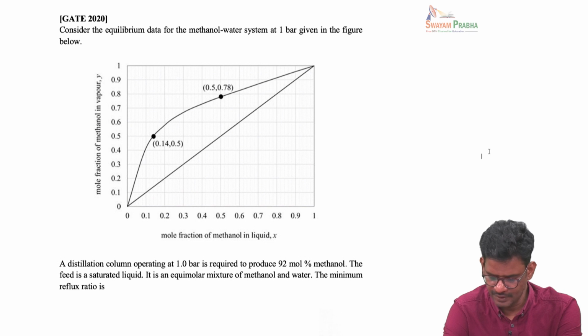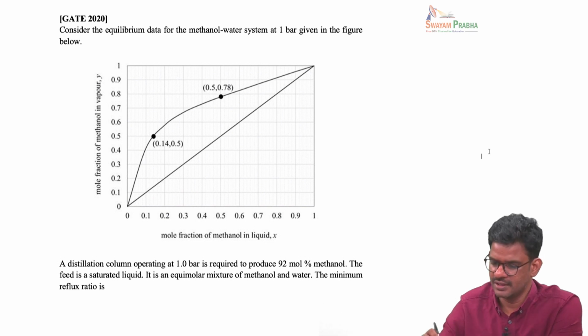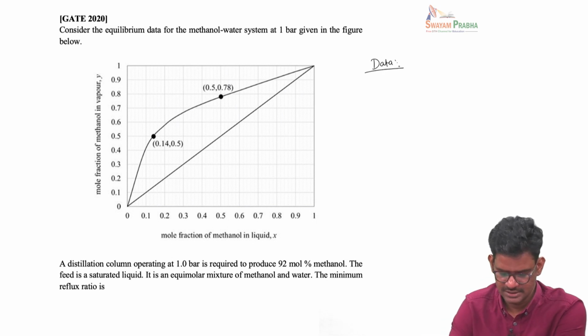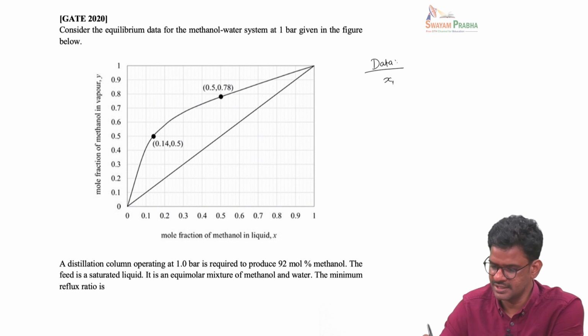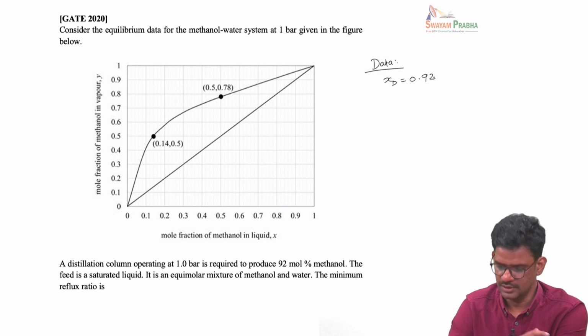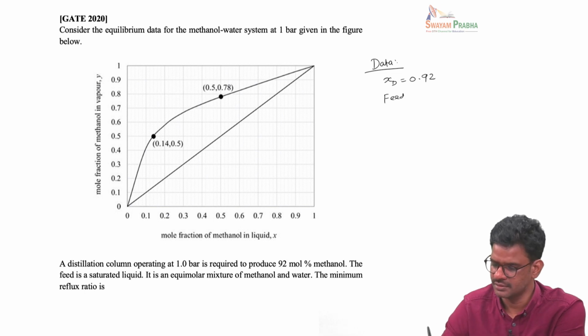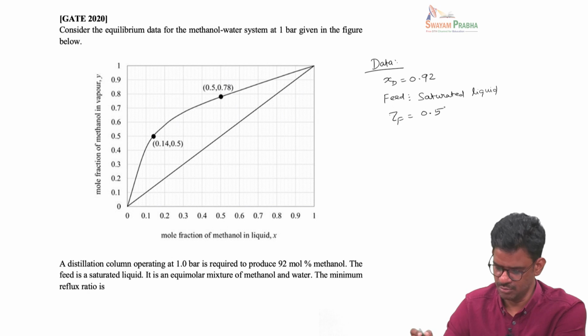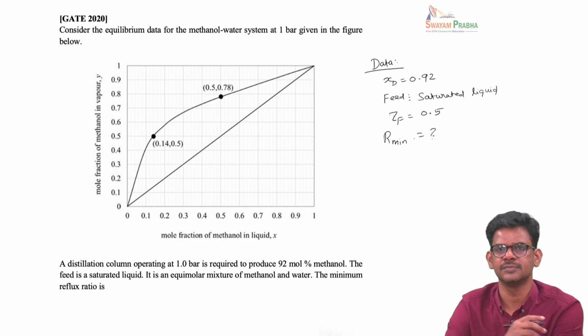So in this problem, we are given the equilibrium line, and so let's write down the known data. What is known for us is that distillate composition is 0.92, feed is a saturated liquid, and the feed composition ZF is 0.5 because it is equimolar, and we need to find the minimum reflux ratio. That is the question.